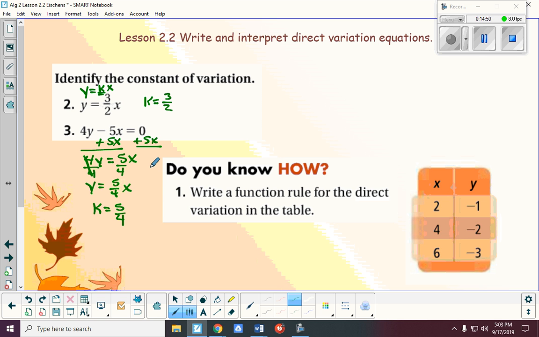The next problem says, write a function rule for the direct variation in the table. Well, first we need to figure out what k is. Remember, k is y over x. So y over x here is negative 1/2. Here it's negative 2/4, which is negative 1/2. And here it's negative 3/6, which is negative 1/2. And so your k is equal to negative 1/2. So the direct variation equation is y equals negative 1/2 x.